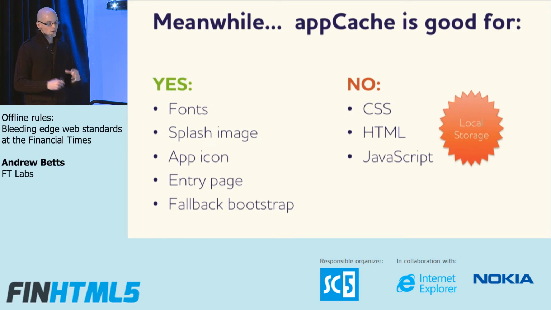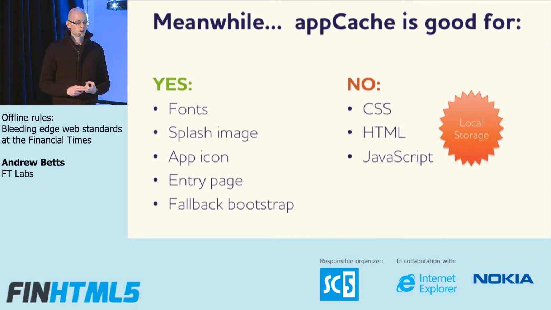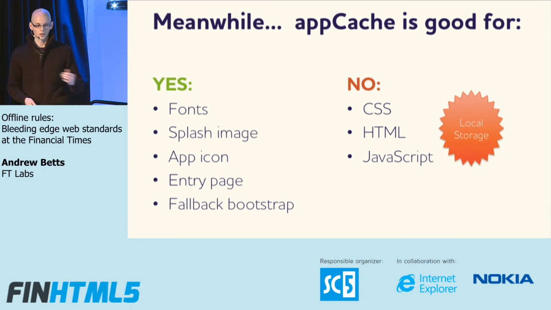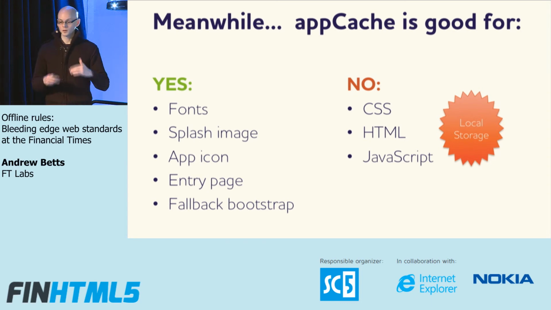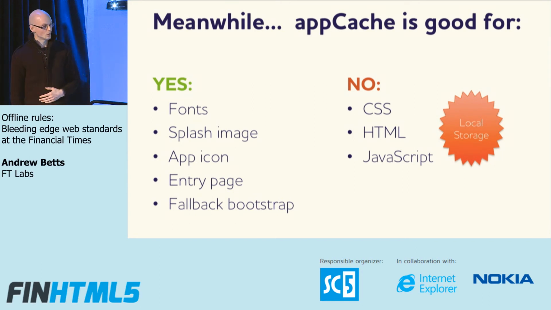So whilst we're waiting for all those problems to be fixed, we need to use app cache in a very specific way. So what we use it for is things like fonts, sprites, the splash image, the application icon, and our fallback page. What we don't use it for is any of our other HTML pages, our CSS or our JavaScript, most of which we store in local storage. Because in local storage we can update individual resources independently, and we have much finer grained control.